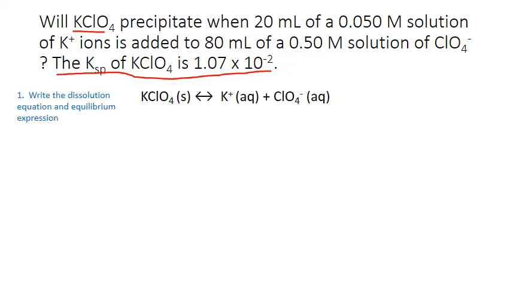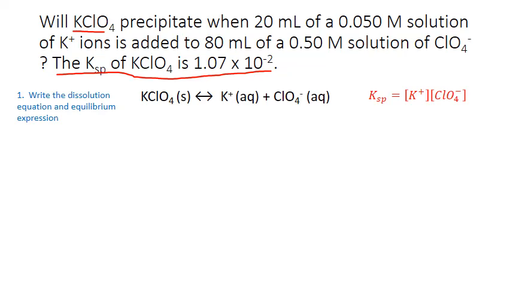So our first step is going to be to write the dissolution equation, which is the reverse of precipitation. So we take our potassium perchlorate as a solid and write what it's actually going to break apart into in terms of ions, our potassium ion and our perchlorate ion as products. We write our equilibrium expression as the product of these ions in solution.